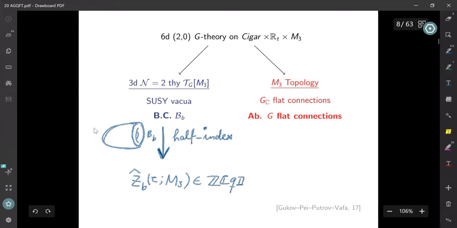Now with this 3D quantum field theory, you can put it on a space-time that's a cigar times time. And with a specific boundary condition that preserves supersymmetry, you can define the so-called half-index. This half-index, counting the BPS states of this theory, will be a q-series, which could be an infinite q-series in general with integer coefficients. That's what we call the Z-hat, while this label B, and later sometimes A, either A or B, describes the choice of the boundary condition, okay?